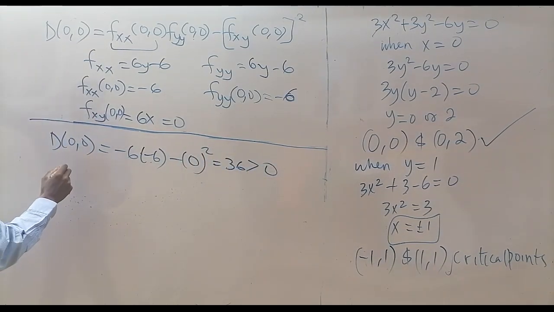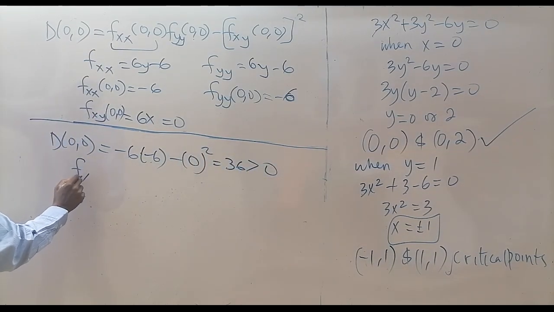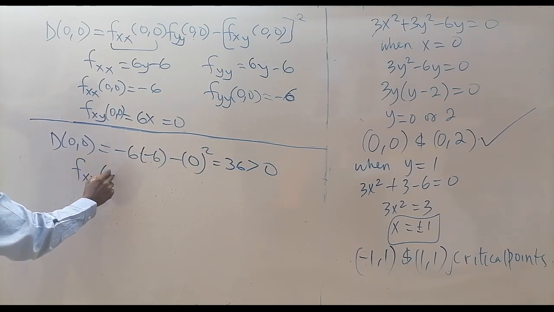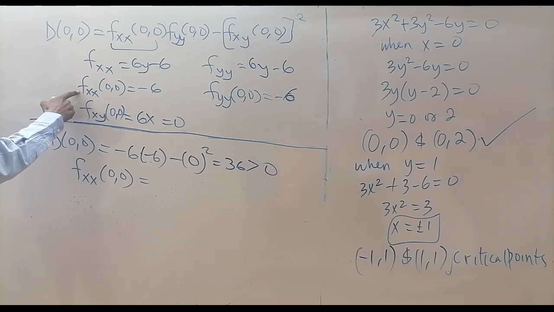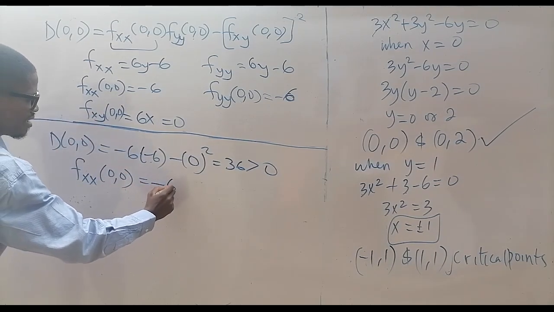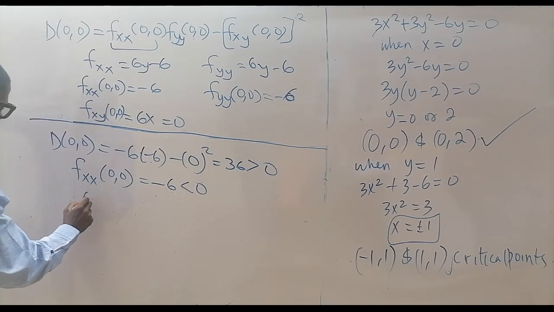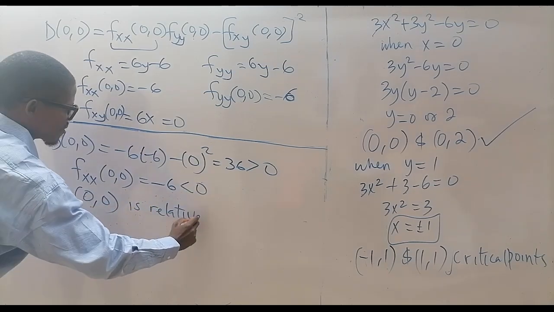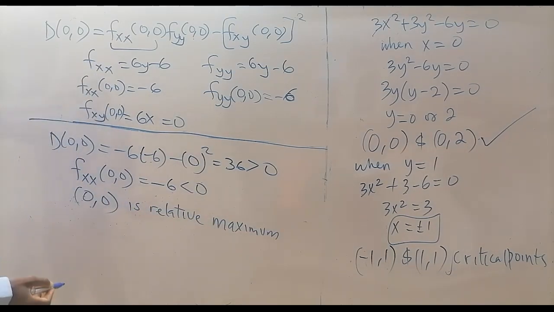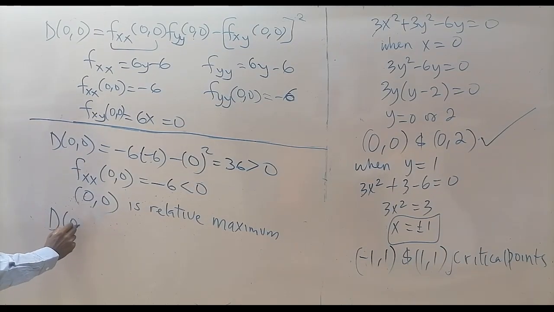Then we need to check f subscript xx at (0, 0). Is it positive or negative? It's negative, less than 0. So that means (0, 0) is a relative maximum. Let's pick another critical point, (0, 2). Do the same thing also.